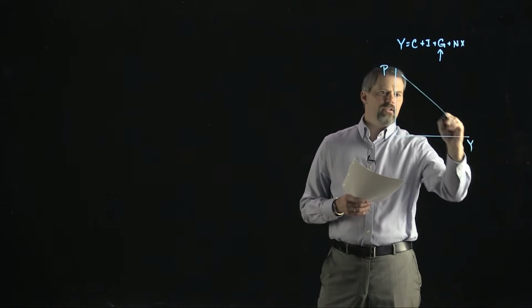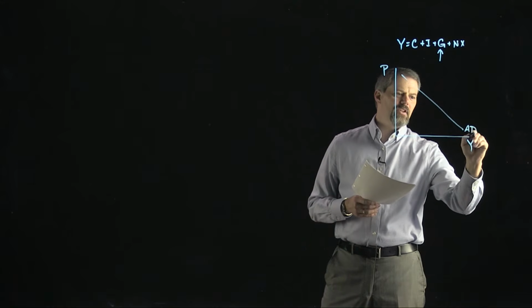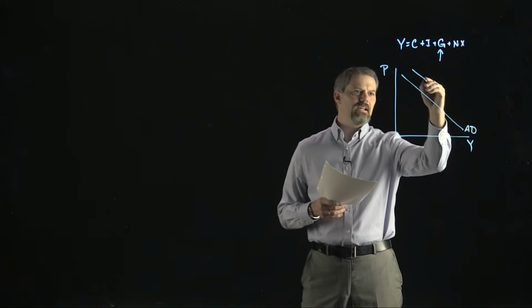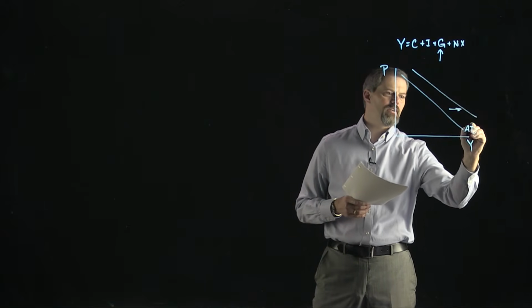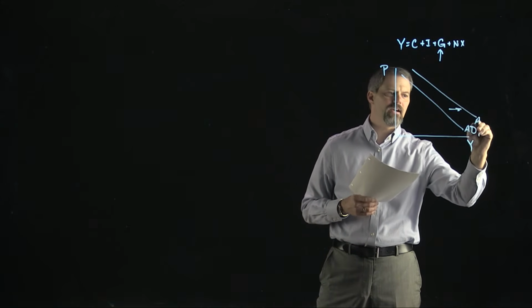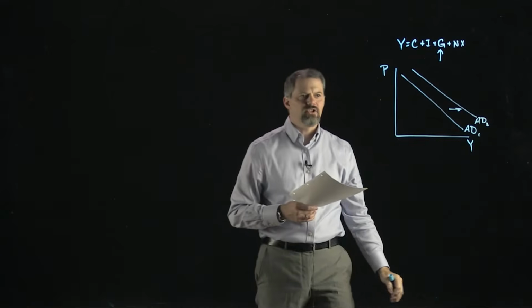So if we think about changes in government purchases, then that we know shifts the aggregate demand curve directly. So we've got our aggregate demand curve, and if the government were to increase G, that's going to shift the aggregate demand curve from aggregate demand 1 to aggregate demand 2. It shifts it directly.